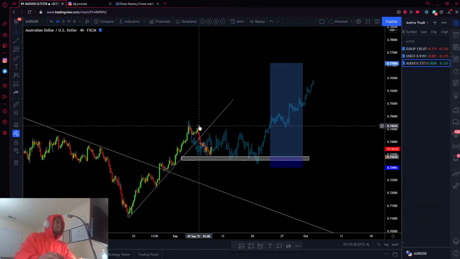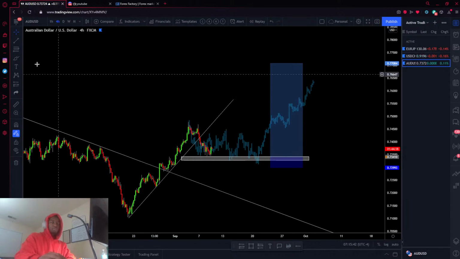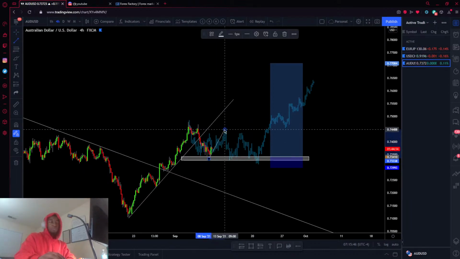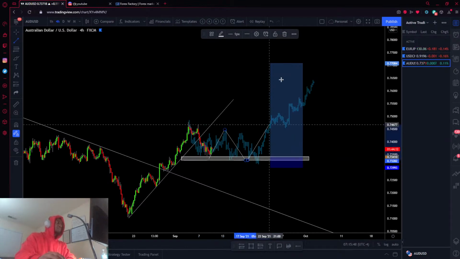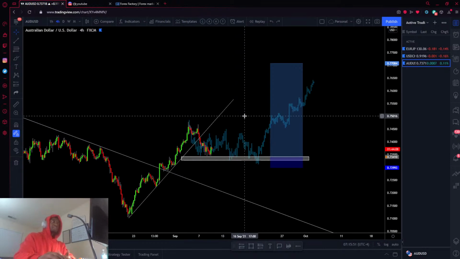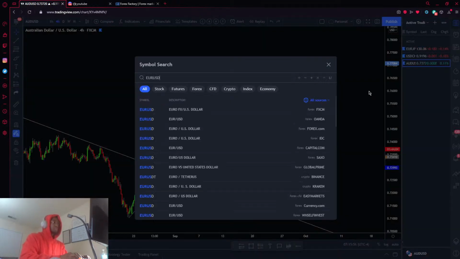But here, price is correctly moving down. I'd like a lot more structure to be developed. We have this movement up, another movement down, and then look for a continuation up. Okay, delete all that, and that's pretty much it on AUD USD. Now let's go to Euro USD.